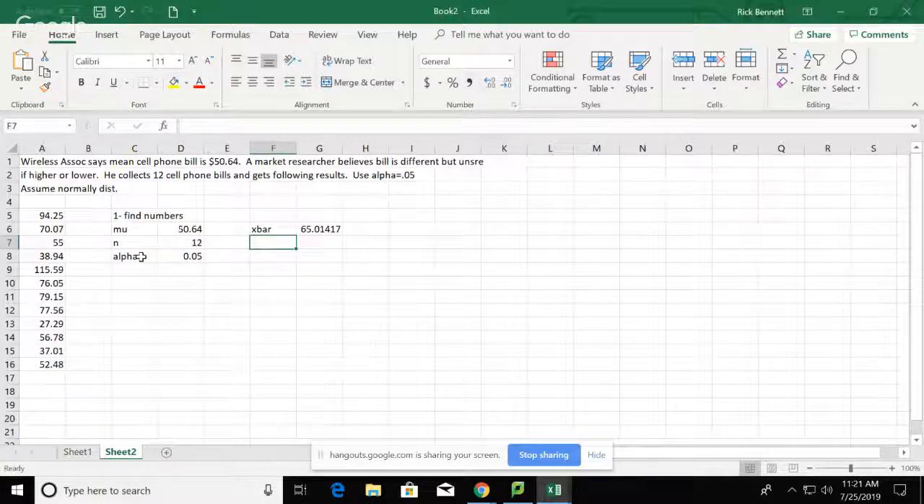Standard deviation. Do I know the population? Yes. What is it? Wait, no. Just do STDEV, and STDEV is the sample, right? So it's not a population. So don't be using population.